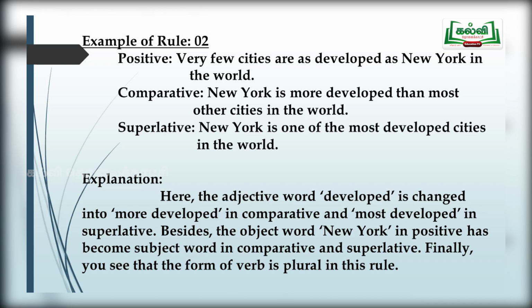So, when we are transforming positive degree to comparative degree, the same step: the positive degree will start with very few. Comparative degree and superlative degree will start with the subject. Which is the subject there? New York. Very good. So, New York is... which is the adjective there? Developed. So, more developed, most developed, because it is having more than 2 syllables. New York is more developed than most other cities in the world.